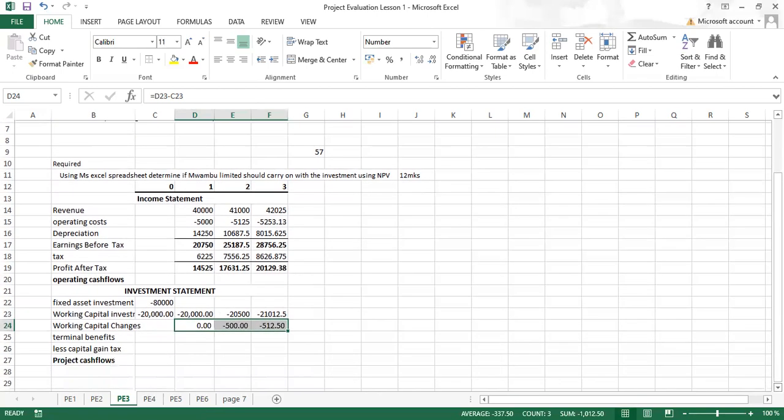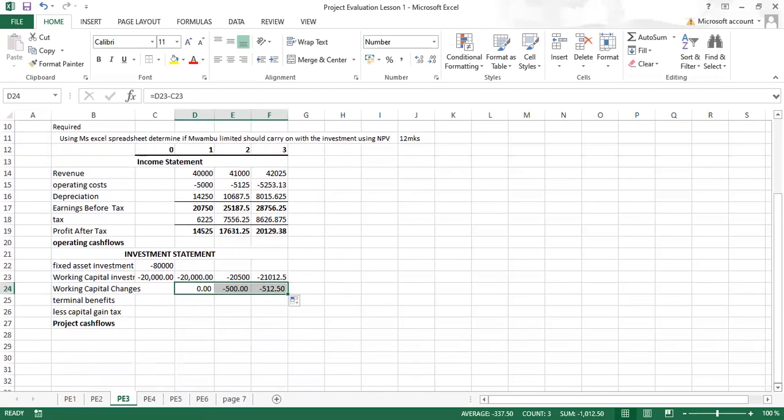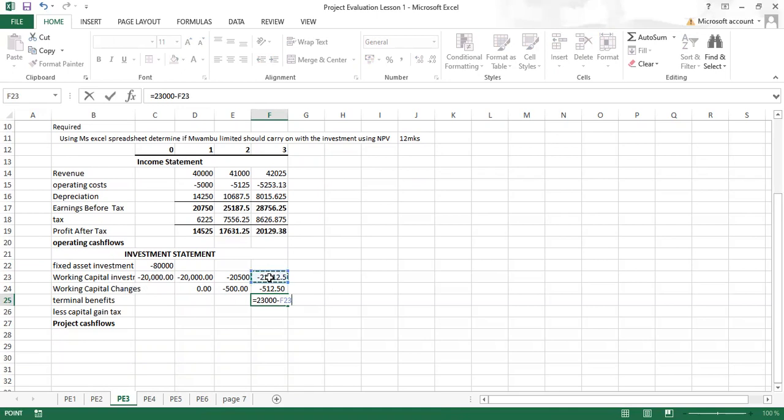Right, you come to terminal benefits. Our terminal benefits are 2. We have the 23 equals 23, the salvage value minus the working capital plus the inflation, because this is what will be recovered. You can't recover this one. We'll recover this one. So I'm minusing because it's in negative format. Control enter. Then capital gain tax.